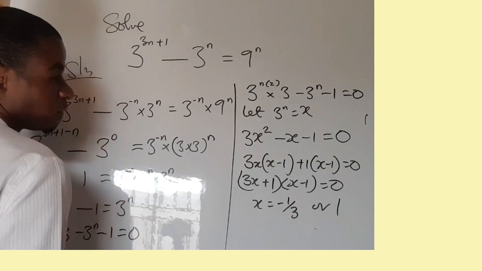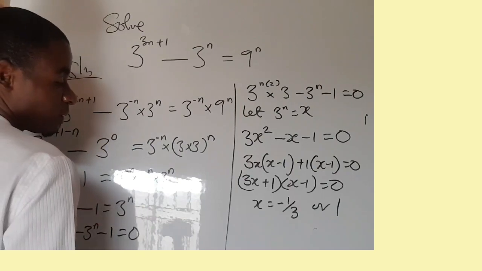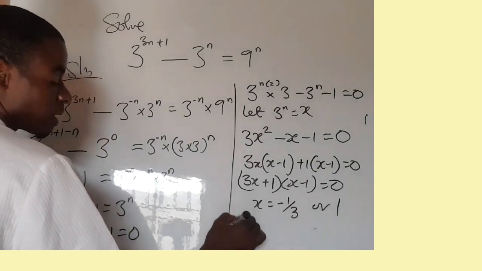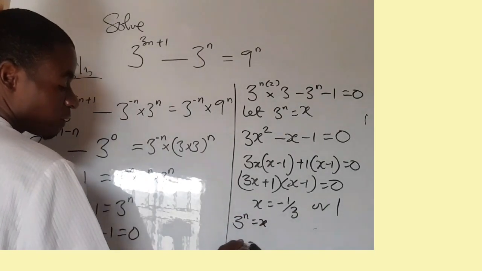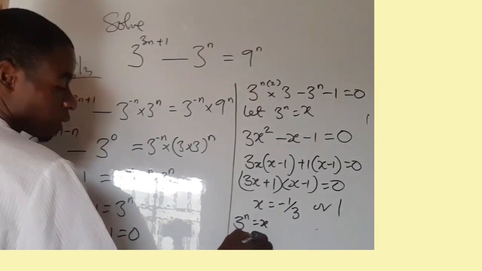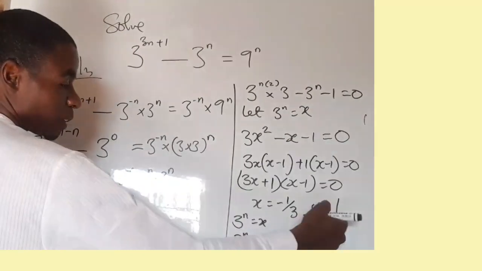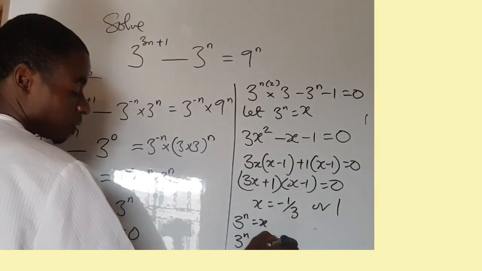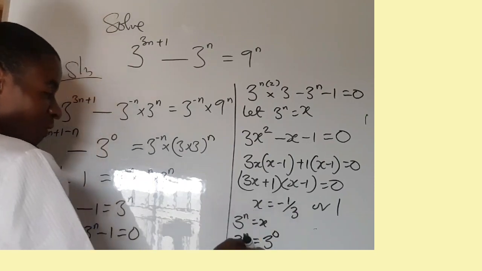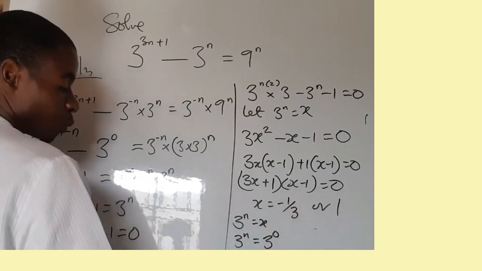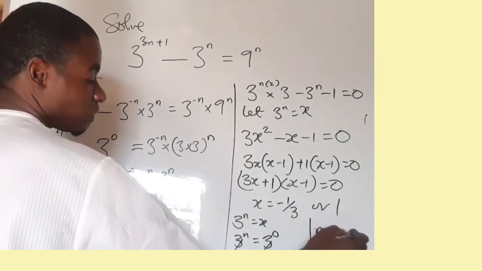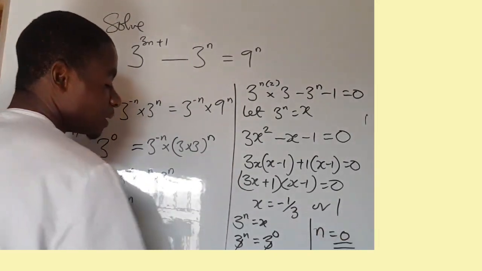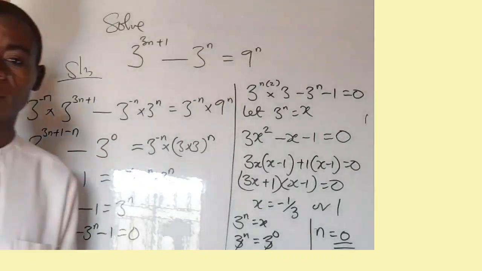All right, and if that is true, we can finally say that since 3 raised to power n is equal to x, this implies that 3 raised to power n is equal to, we pick the positive number here, 3 raised to power 0, because 3 raised to power 0 is the same thing as 1. So this will cancel this. Finally, we can say our n is equal to 0, and that is our final answer.